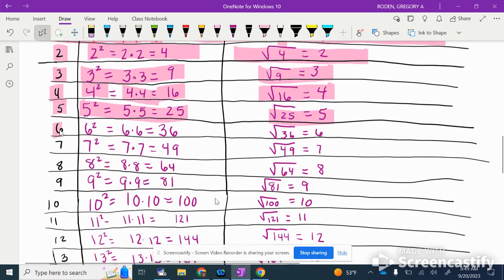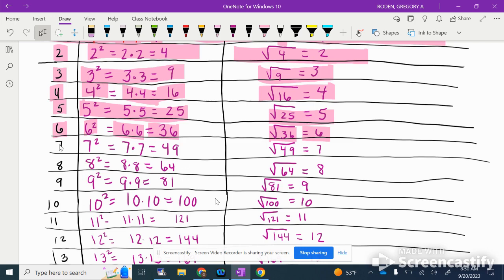The next one is 6. 6 squared is 6 times 6. And 6 times 6 is 36. So now we can say the square root of 36 is equal to 6. Again, you need to be writing this down. You can use this chart on quizzes that are coming up. If you don't have this chart, then you're going to be really hurting because this is a really important chart, especially when we start getting to the bigger numbers.